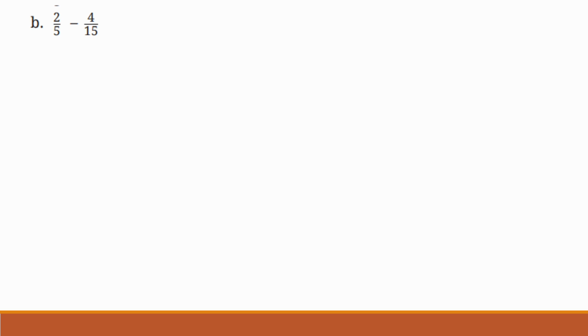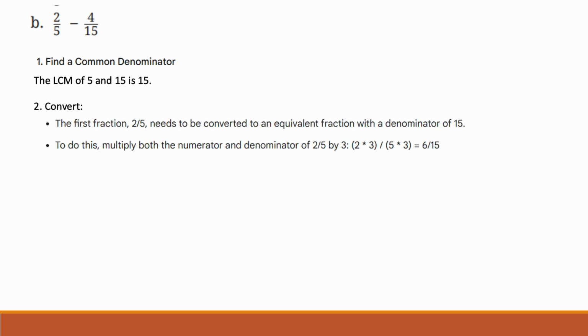Next one, 2 by 5 minus 4 by 15. Here, the denominators are different. So, first we have to find a common denominator. So, you have to find LCM of 5 and 15. LCM of 5 and 15 is 15. Then convert the given fractions into equivalent fractions such that the denominator is 15. So, the first fraction 2 by 5 needs to be converted to an equivalent fraction with a denominator of 15. To do this, multiply both the numerator and denominator of 2 by 5 by 3. See, 2 into 3 is 6. 5 into 3 is 15. So, 2 by 5 becomes 6 by 15.